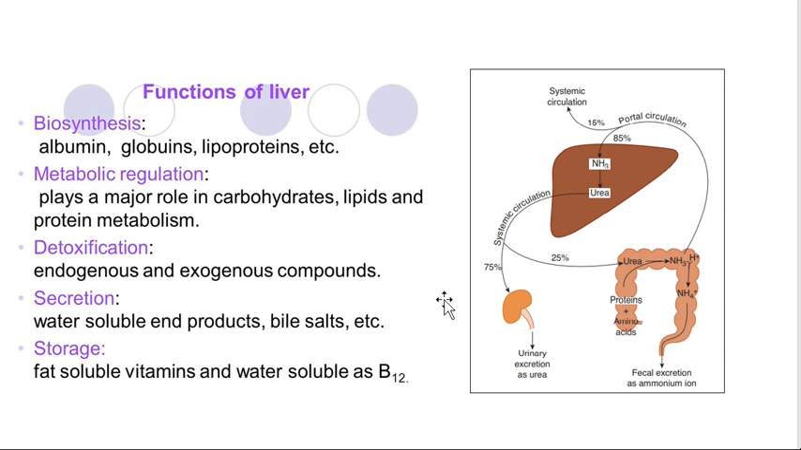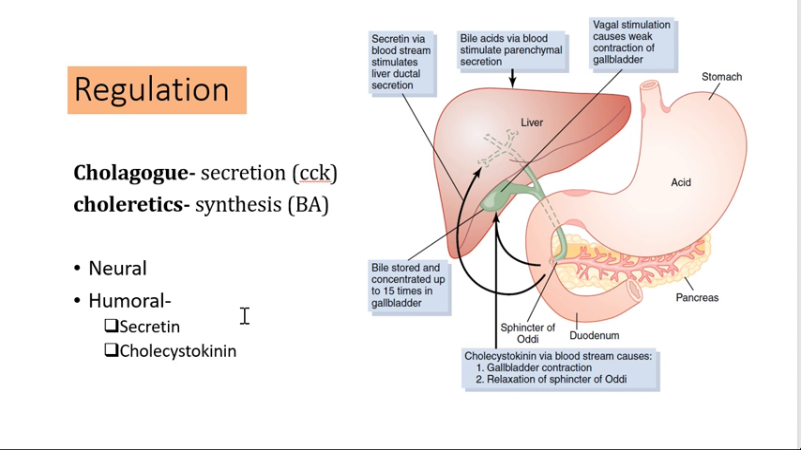Okay. If we talk about secretion, then as in the last slide we have seen how bile salts play different roles. So that is the secretory part. In the storage part, fat-soluble vitamins and B12 can be stored in the liver. So the liver is playing a lot of functions.